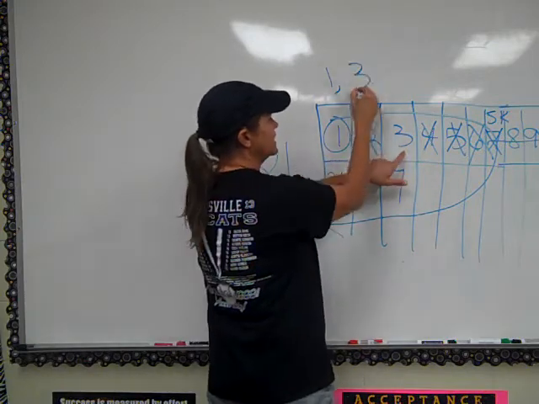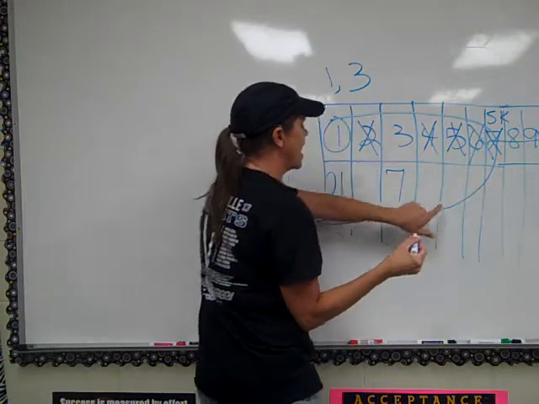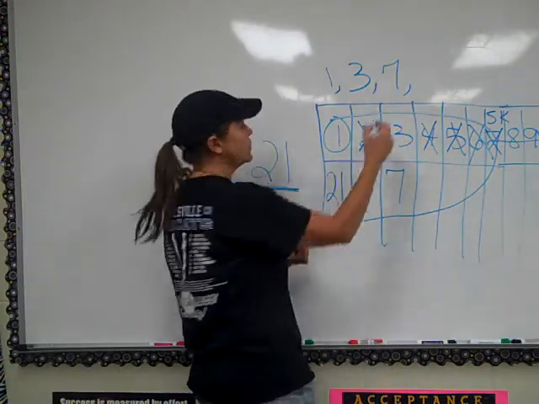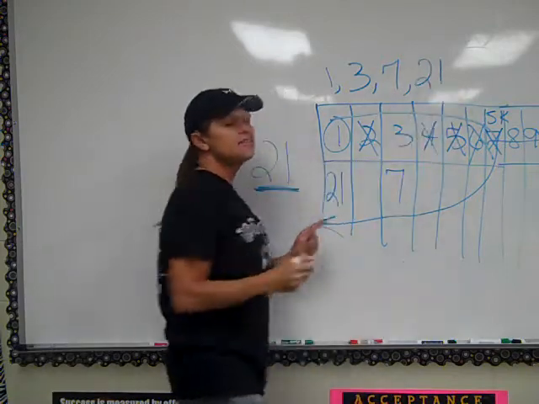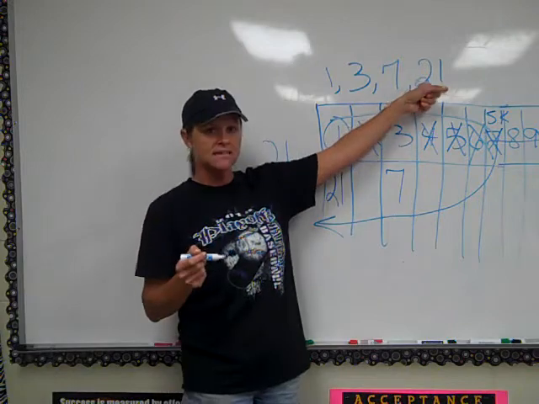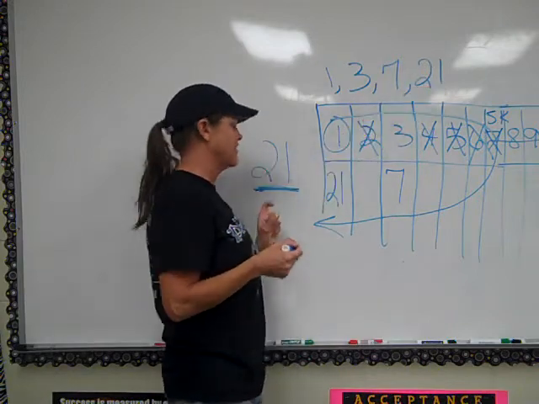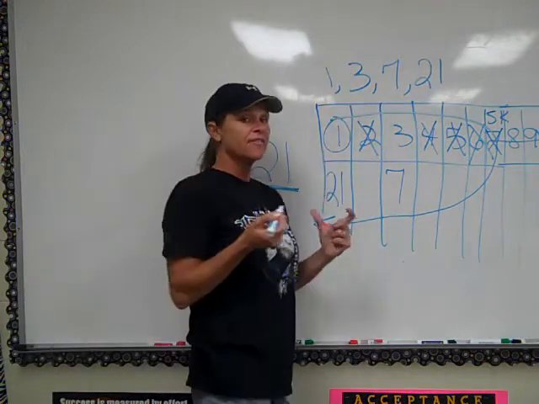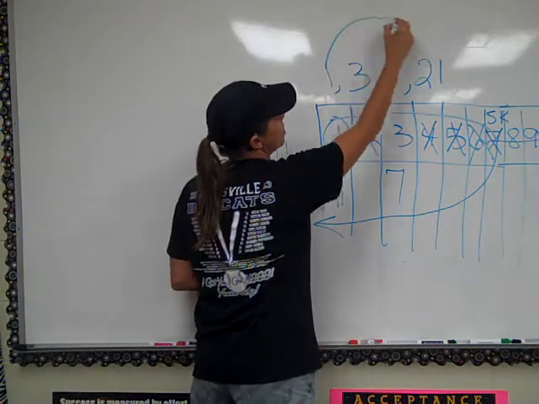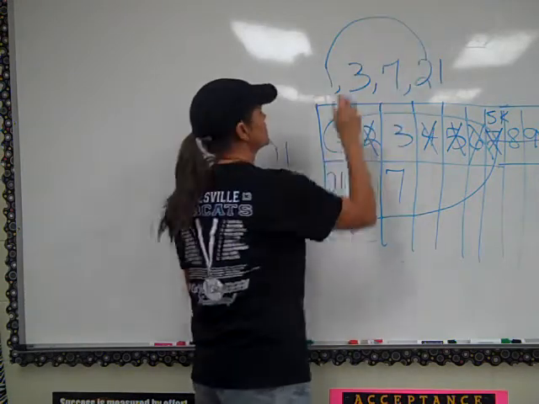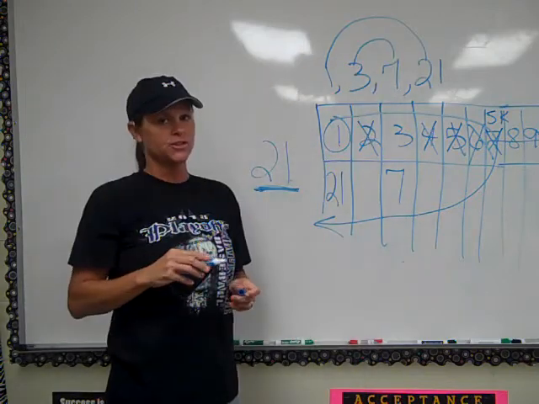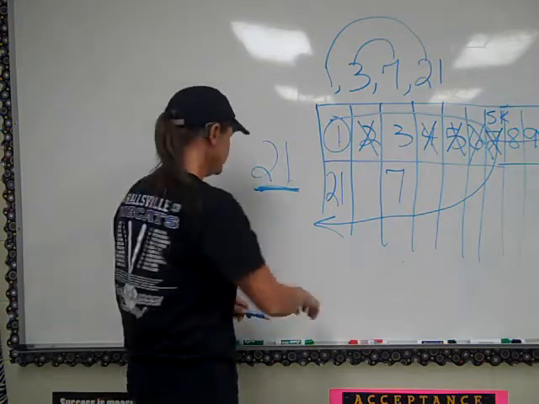Then I have 3, and then I've got 7, and then I've got the number 21. Now on a list of factors, the number that you're factoring is always going to be the last number, or the biggest number in that list of factors. And I can check to make sure I've got all my factors of the number 21 by doing the rainbow. So 1 and 21 are partners, and 3 and 7 are partners. So now I have all of my factors of the number 21.